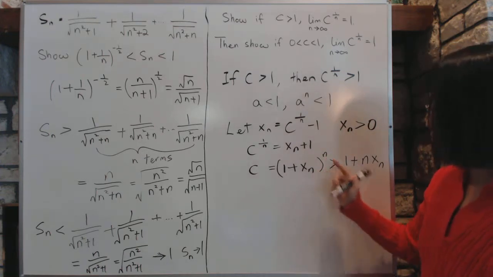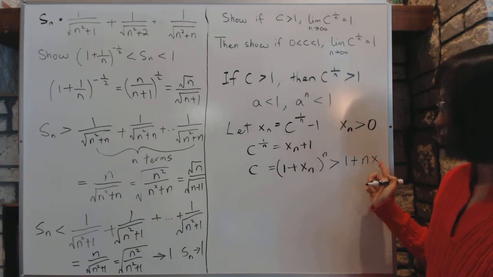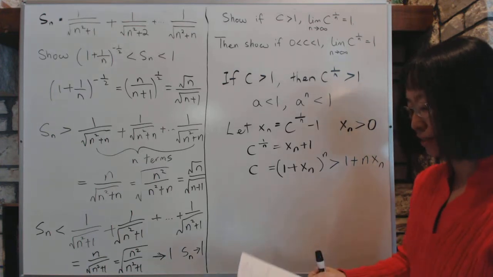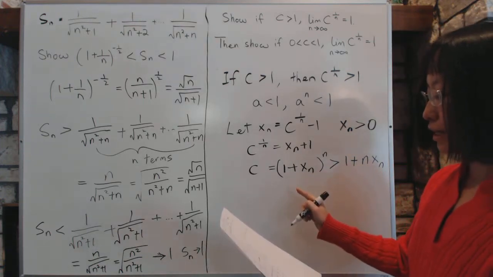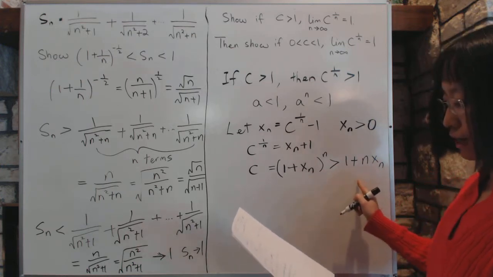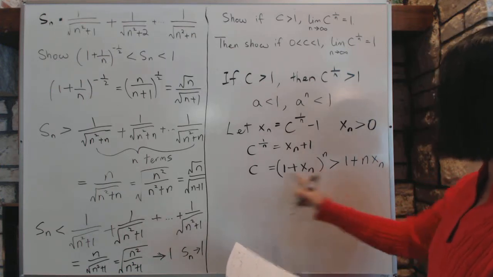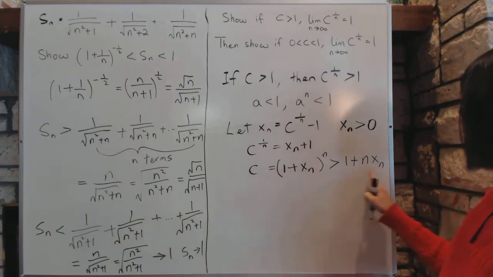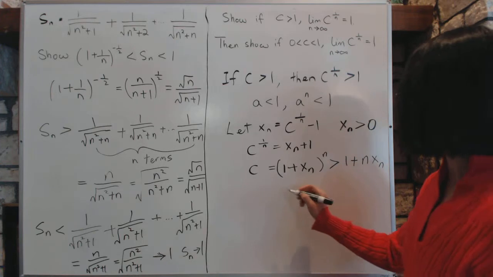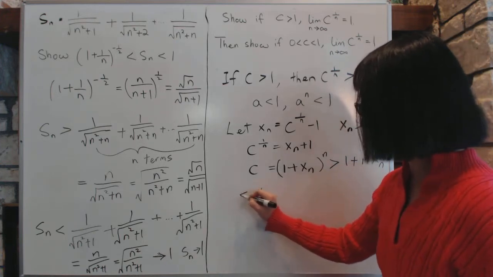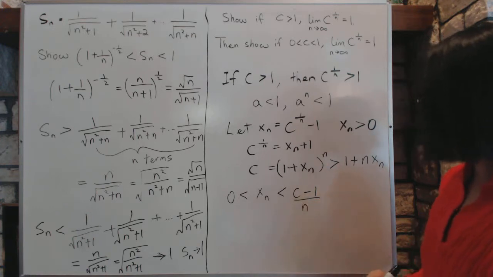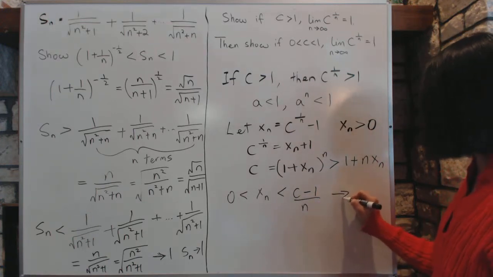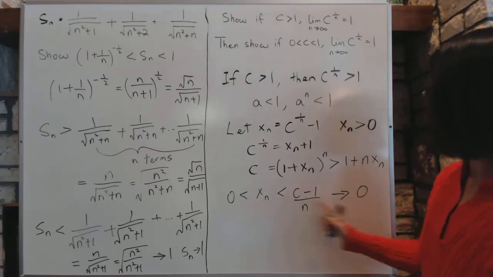This is a very handy formula that we mentioned earlier and have used several times. When 1 plus something is raised to a power, it's going to be bigger than 1 plus the power multiplied by that thing. It's a very convenient formula to memorize because it seems to be useful sometimes. So c is bigger than 1 plus n times xn, and from this inequality we extract xn. So xn, which is positive as we have already stated, is going to be less than c minus 1 divided by n. All right, which means as n goes to infinity, xn goes to 0. So that's looking pretty good.